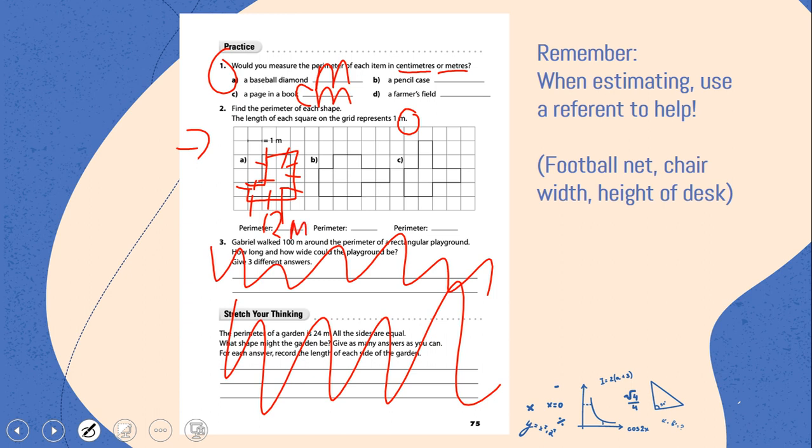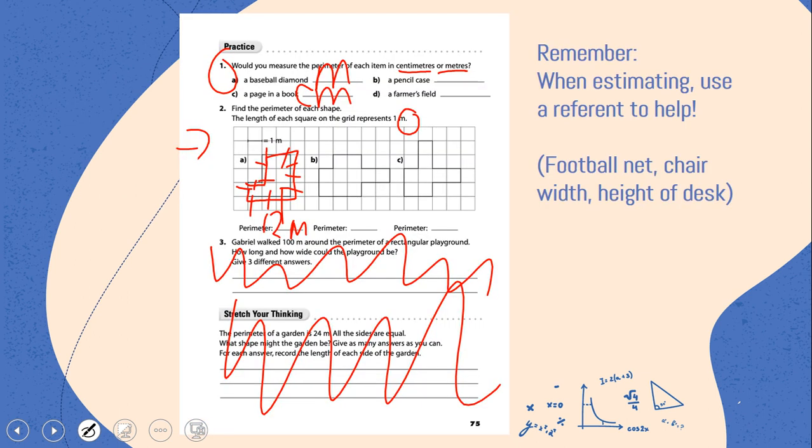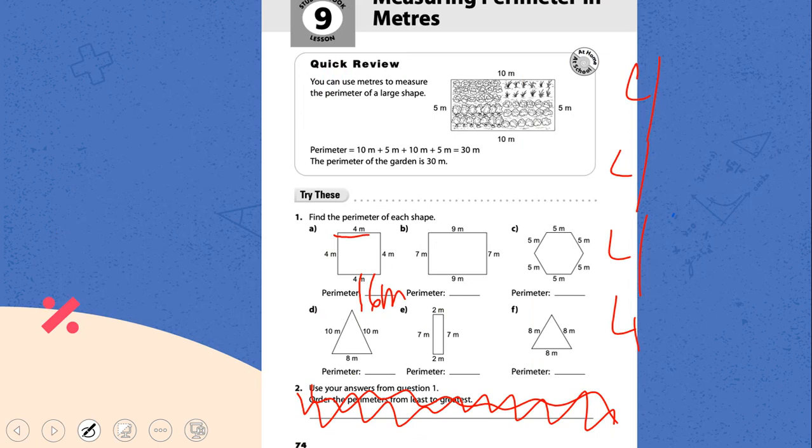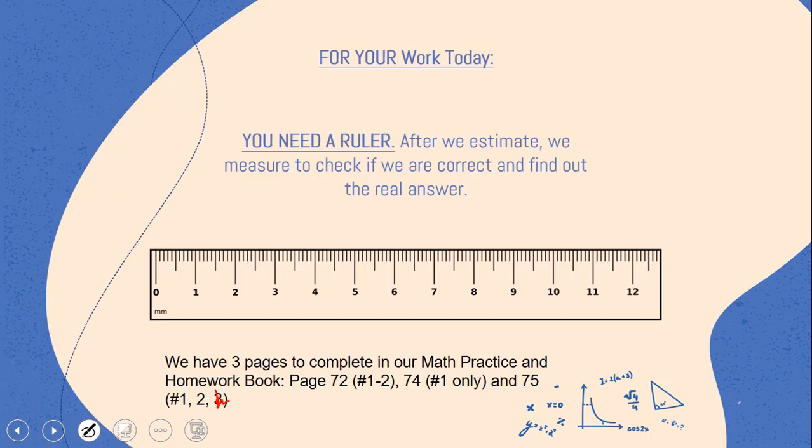Okay, so please count carefully as you go around your shapes on these pages. If you still need help, if you're still like, wait, what is perimeter? What is Miss K talking about? Then click on these YouTube videos, and they're really good at explaining it to you. Okay, but otherwise you just need to complete on page 75, number 1 and 2, on page 74, question 1, and on page 72, question 1 and 2. So you're only measuring one shape, okay? And I'm happy to help you guys as much as I can with this in one of our sessions today.